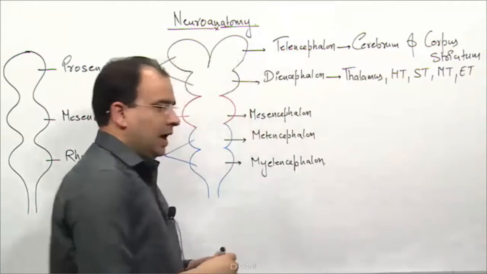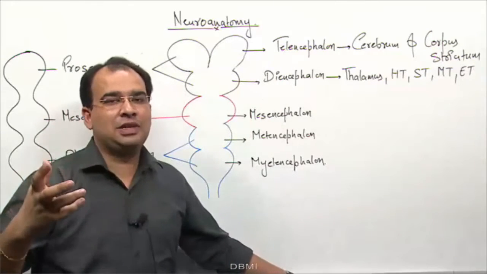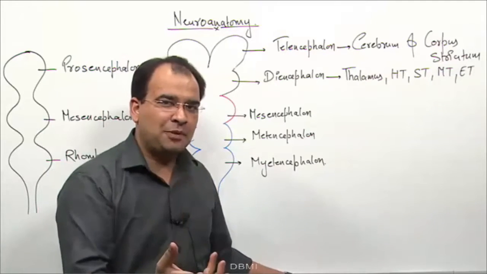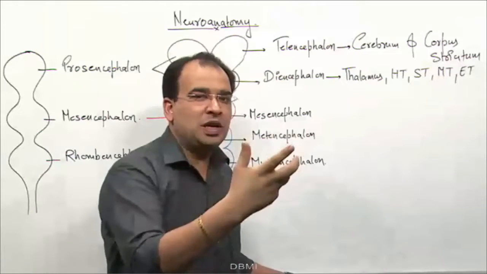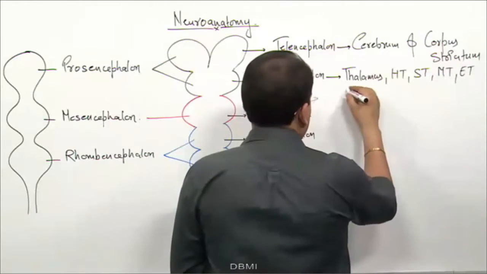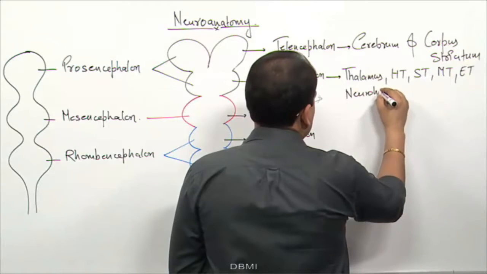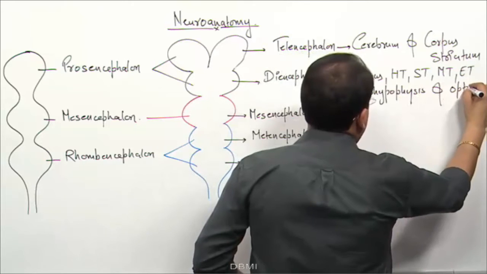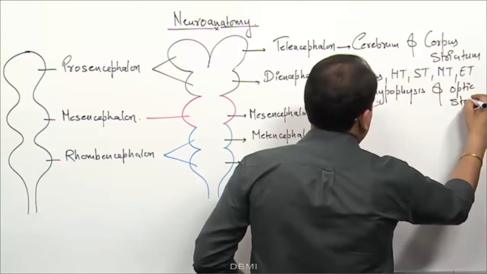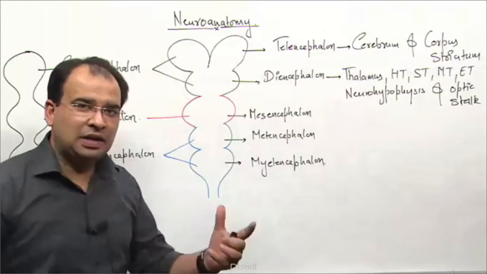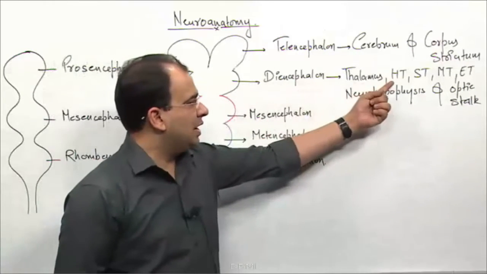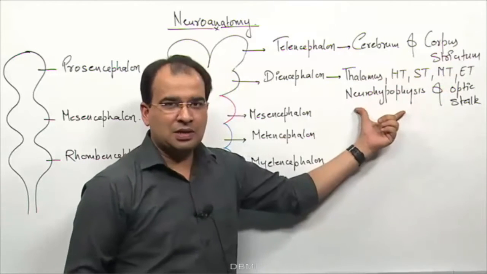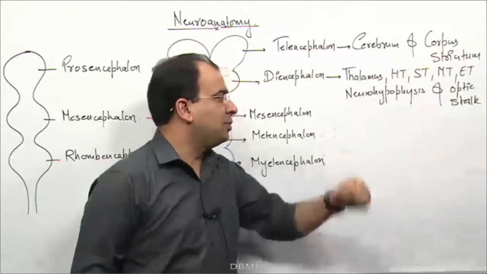epithalamus, and the two things which are considered as the extension of the diencephalon: that one is neurohypophysis, the posterior lobe of the pituitary, and optic stalk, the one which will give rise to the optic nerve. So these are the major derivatives of the diencephalon: the thalamus, hypothalamus, subthalamus, metathalamus, epithalamus, neurohypophysis, the posterior lobe of the pituitary gland, and optic stalk.